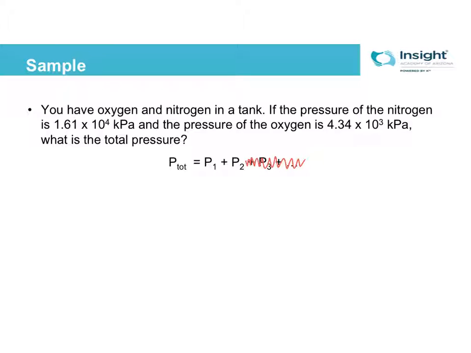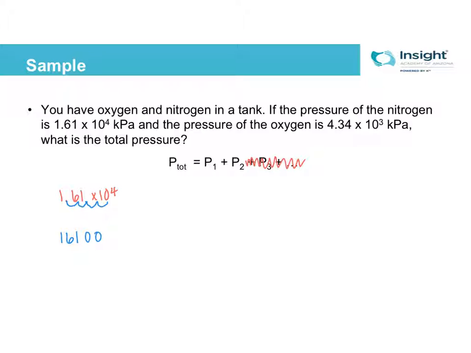Now, for those of you that are unfamiliar with scientific notation, here's a quick review. This 1.61 times 10 to the 4th means that the decimal was shifted 4 times to the left. So really this number is 16100. To get it back to that 1.61, you move it 1, 2, 3, 4. Okay, so that's what's going on there.